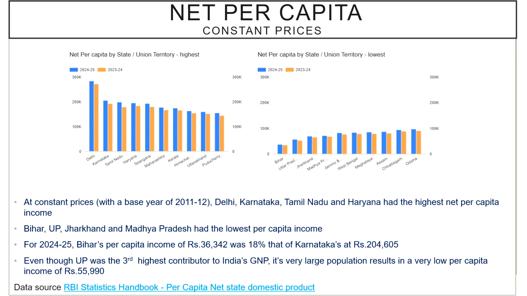For 2024-25, Bihar's per capita income of 36,342 rupees was 18% that of Karnataka's at 204,605 rupees. Even though UP was the third highest contributor to India's GNP, its very large population results in a very low per capita income of 55,990 rupees.